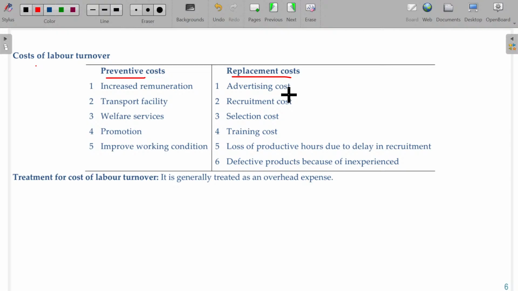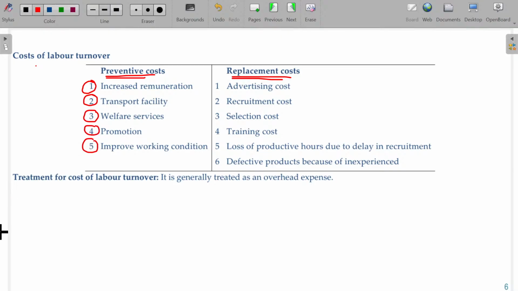Preventive cost is when we try to increase the salary and promote them to a higher position and higher salary, so that we can retain the employees, create a good working environment, restroom facilities, recreation and canteen facilities and all. But of course, it has some additional cost. Because of spending on those things, we now reduce the number of employees leaving our organization. It's called preventive cost and replacement cost, like increased remuneration, transport facility, welfare services, promotion, improved working conditions.